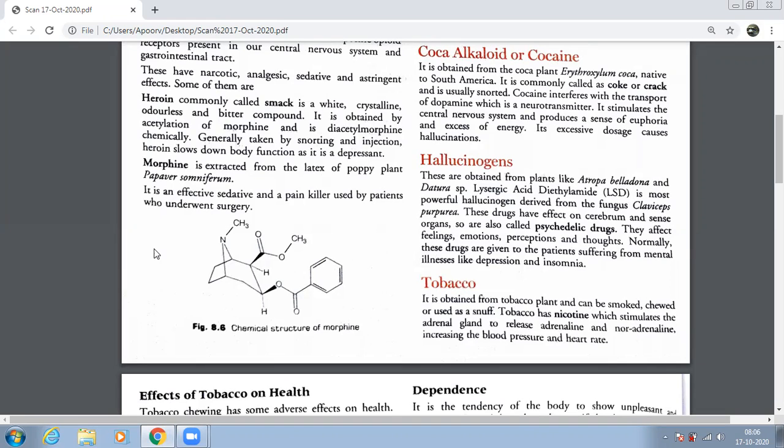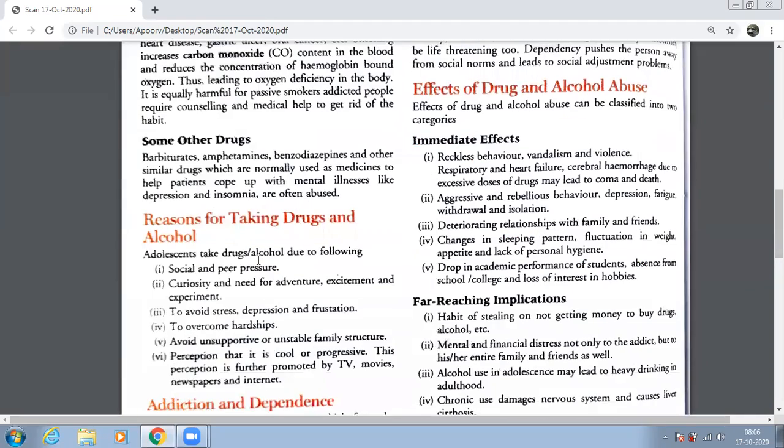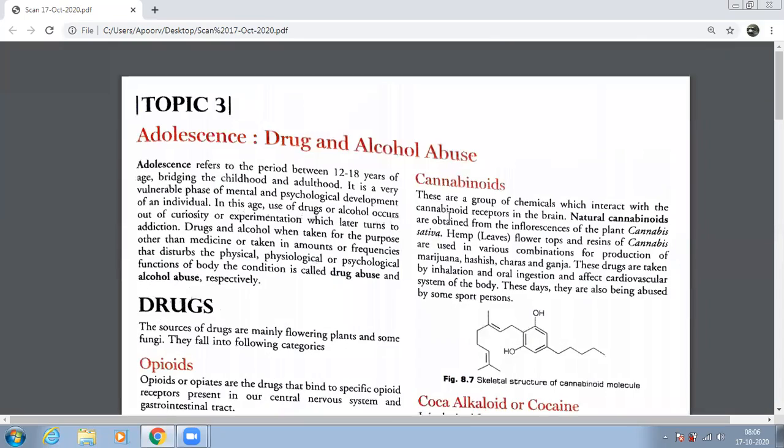So you will be able to identify it. Just remember this: the T-shaped structure, and you can identify it by this CH3. Chemical structure of morphine. T-shaped structure. Yes, T-shaped structure. Now we come to the second category of drugs, the cannabinoids.